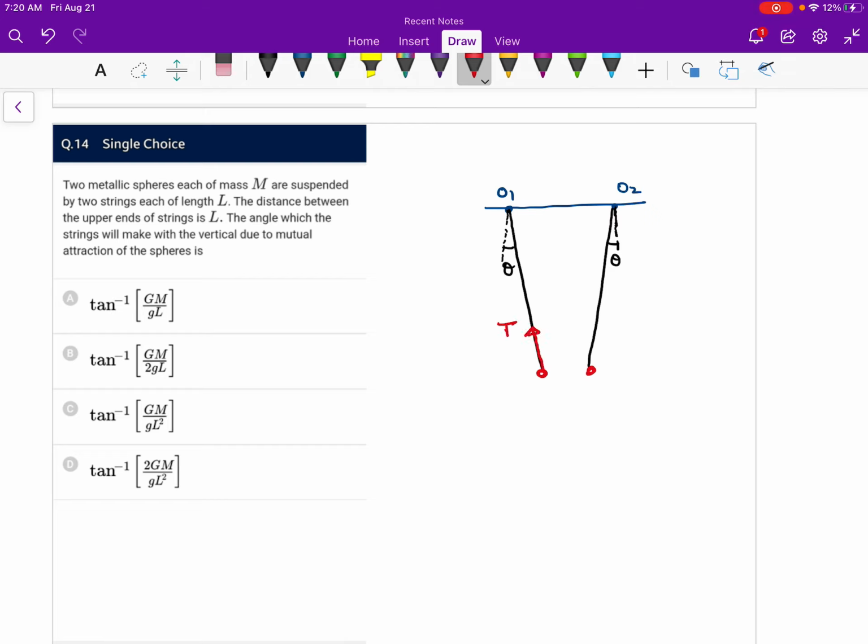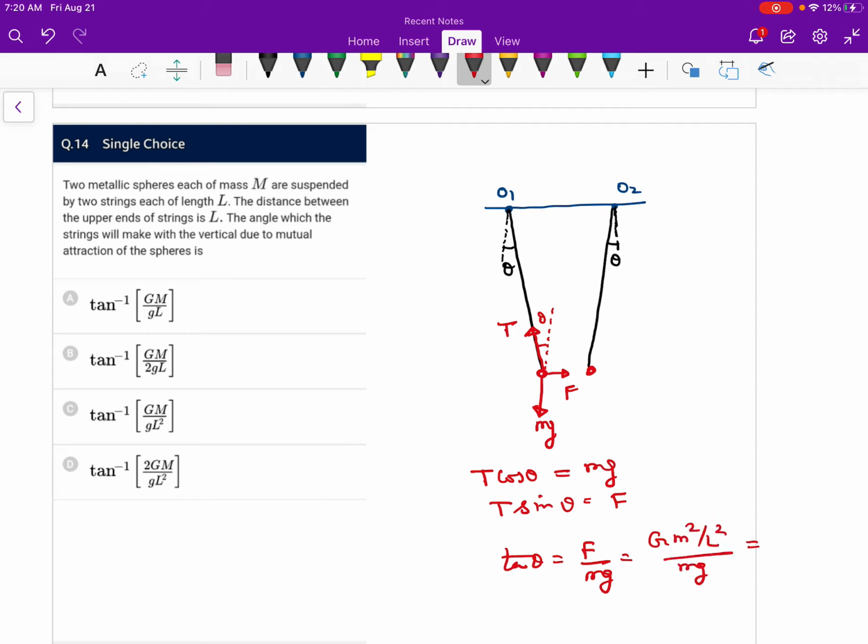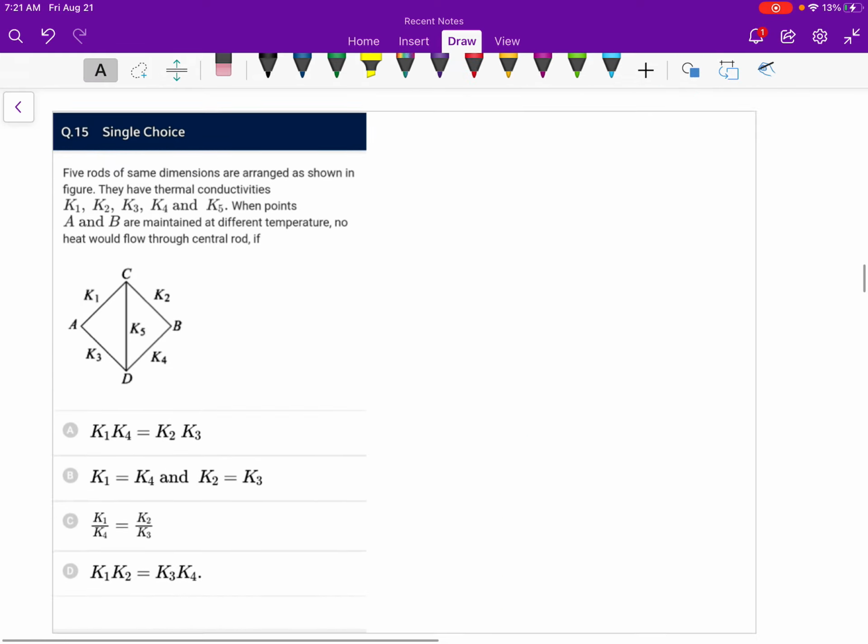Tension force in this direction, mg in this direction, and gravitational force in this direction. This angle is theta. So T cos theta is equal to mg, T sin theta is equal to gravitational force. So tan theta is F by mg. Now this theta will be very small, so the separation between the bobs we'll take approximately L. So Gm square upon L square upon mg, that is Gm upon small g L square. So theta is tan inverse of Gm upon small g L square. So C is the correct option.